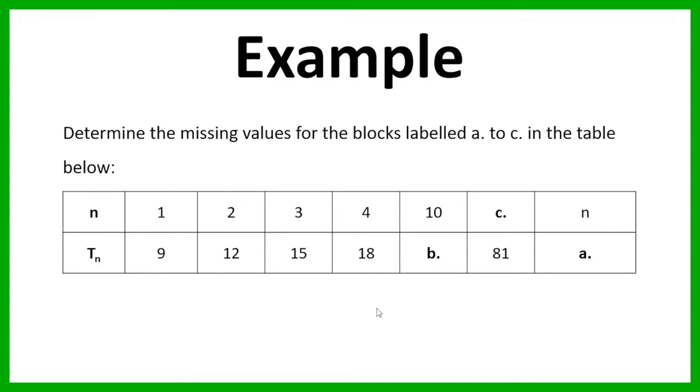In this example, you've been given a table and you have to work out what the missing values are for blocks labeled A to C. In this table I've got term 1 is 9, term 2 is 12, term 3 is 15, term 4 is 18, and we have to work out what term 10 is, which term is equal to 81, and we have to work out the nth term or the rule over there. That is labeled A, so we're going to be doing that one first.